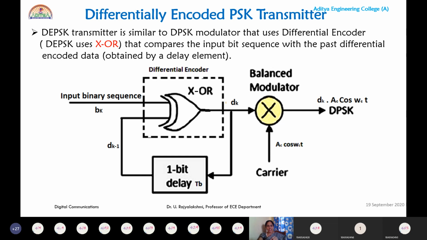Please identify the basic difference between the DEPSK transmitter section and the DPSK transmitter section. In DPSK, an XNOR gate is used as the differential encoder, but that XNOR is replaced by an XOR gate in the DEPSK transmitter. Okay, the output of the differential encoder is, what is the output now?